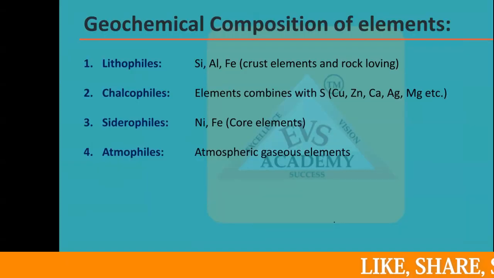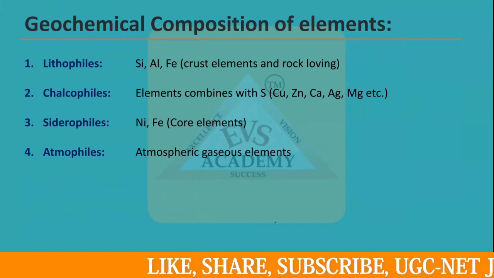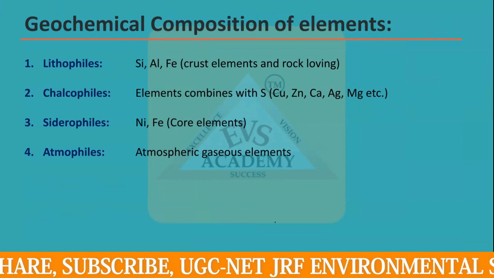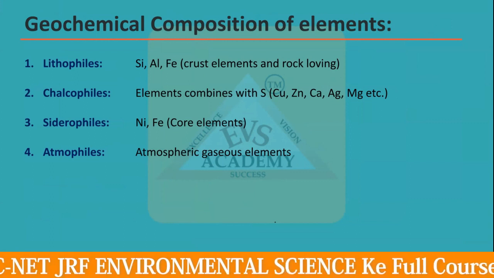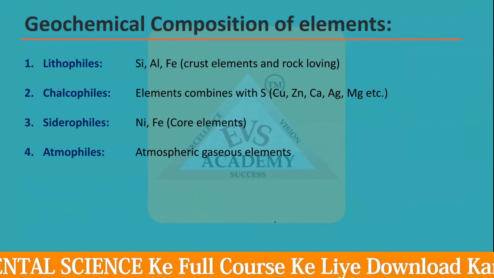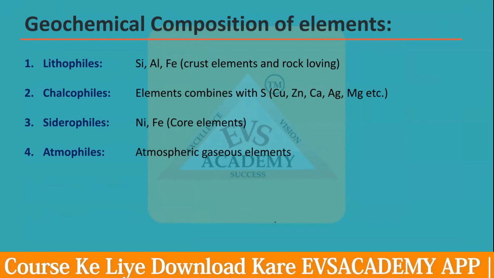Now let's see the next thing in the lithosphere, that is the geochemical composition of the elements. If you look at the geochemical composition of the elements, you can see different categories of elements, where multiple elements are grouped in one category. So the first example here is the lithophiles. Which elements would be called lithophiles?